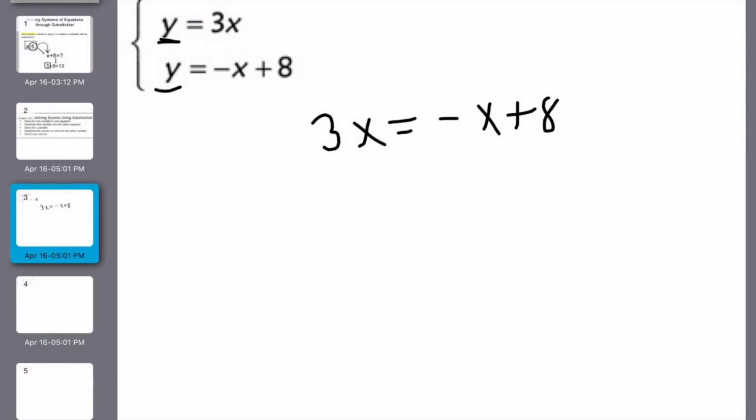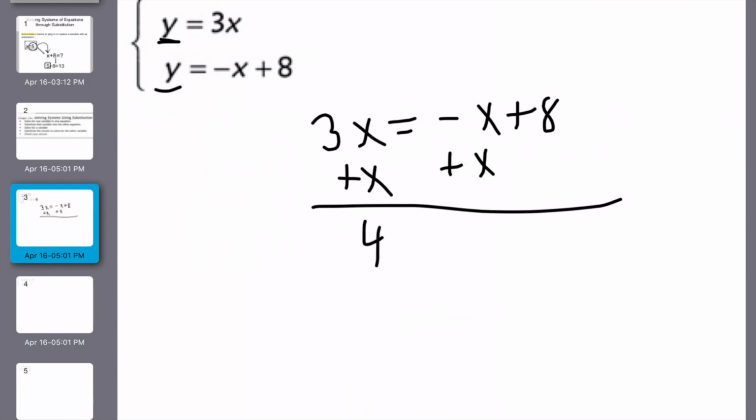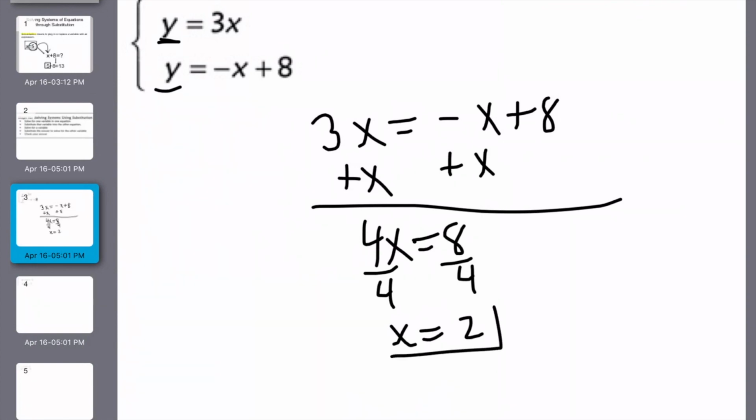So I have 3x equals negative x plus 8. And now I'm trying to solve for x here. So I'm going to add x on both sides. 4x equals 8. Divide by 4. And I know that my x value is 2. Okay? So I know my x value.